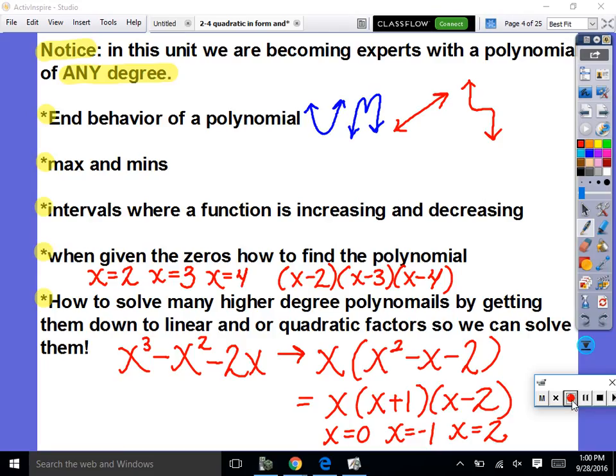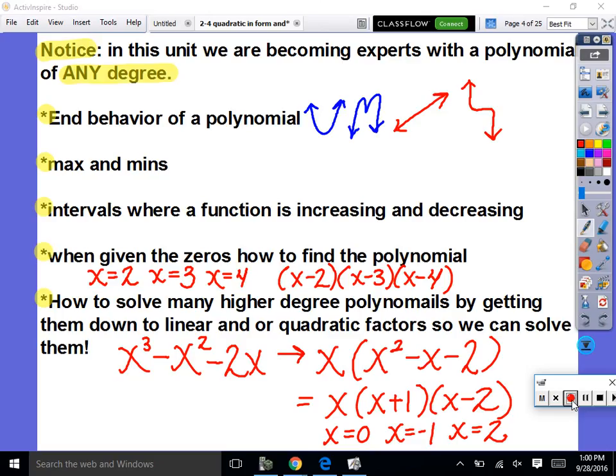Attention, here we go. So in this unit, we're basically just becoming really good at all polynomials. Everything to do with polynomials, solving polynomials, and behavior of polynomials, and so on. So this is everything we've learned so far. Notice it's polynomials of any degree. Back in secondary math 2, you only dealt with quadratics for the most part, and then in this class you deal with all polynomials of any degree.